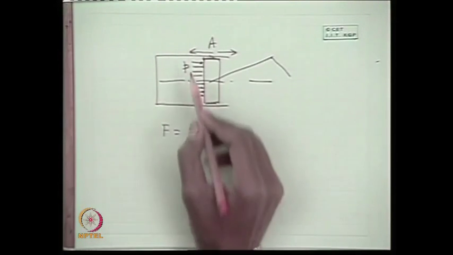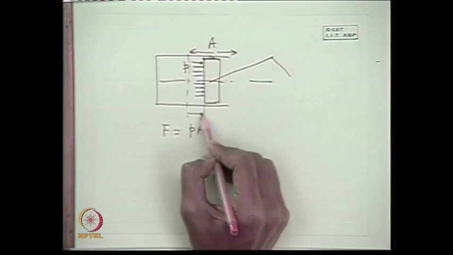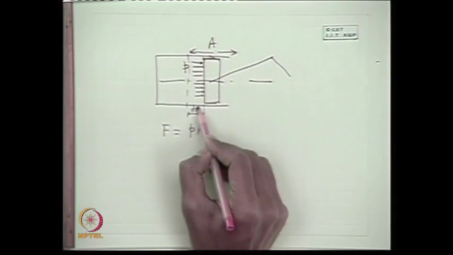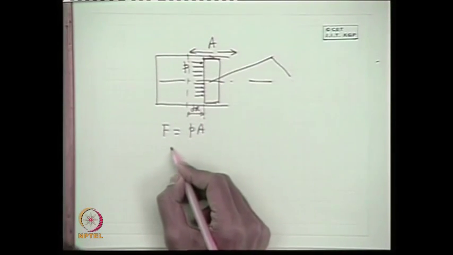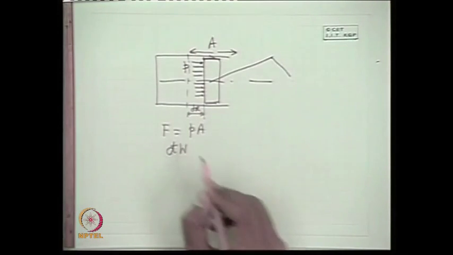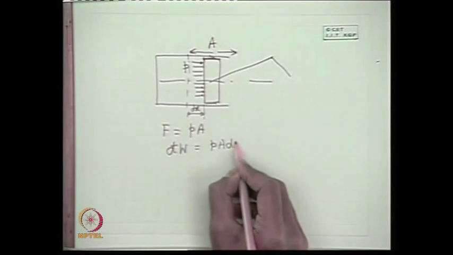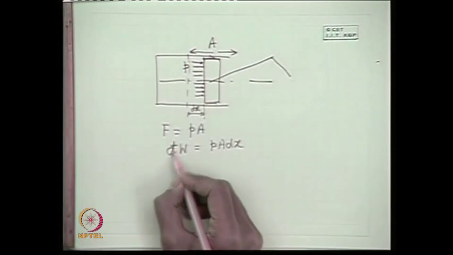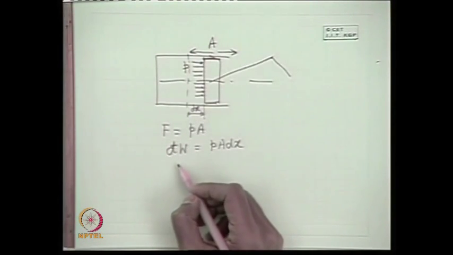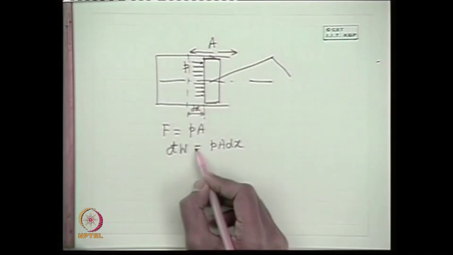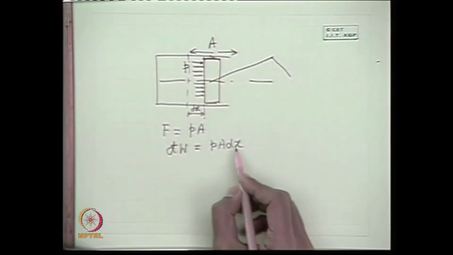P into A. So during a displacement, let us consider an infinitesimally small displacement of the piston surface by dx. Then the infinitesimally small work done is equal to PA dx. Here we use d with a cut to distinguish it from the perfect differential as used in mathematics. We know from thermodynamics that whenever we write an infinitesimal work transfer, we give a symbol d with a cut, PA dx.